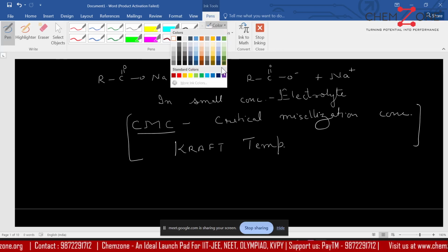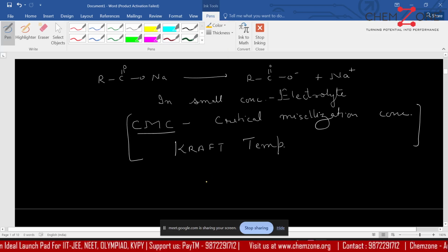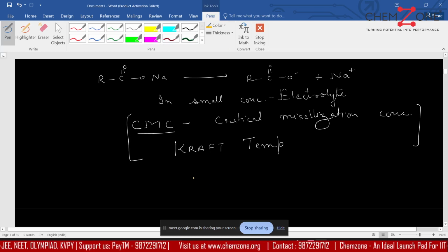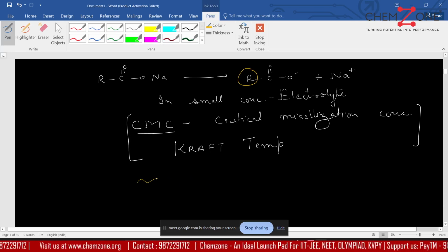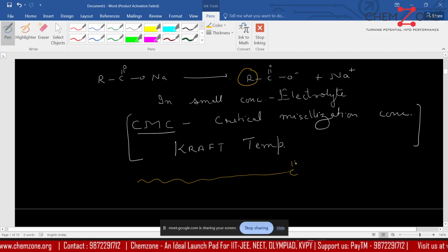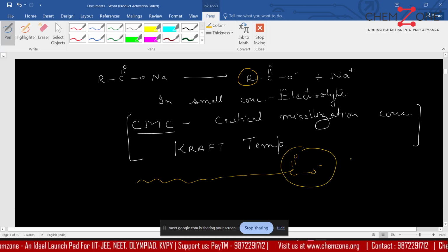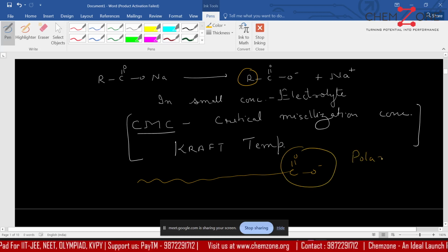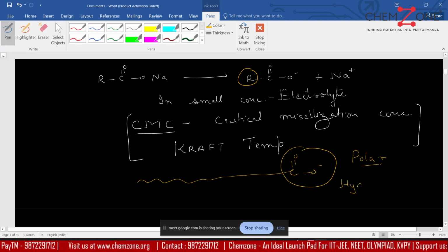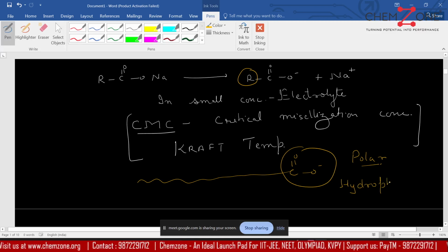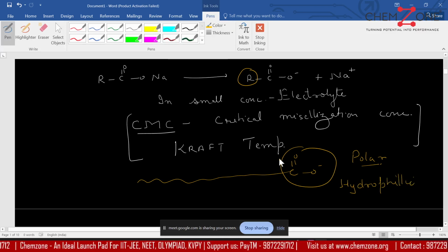Now, what is a micelle? How exactly the froth formation takes place, and how it cleans the cloth? The whole mechanism I will not discuss now. This R is a long chain of carbon atoms. At the end, we have this COO negative ion. This part is the polar part, with negative charge. This is attracted towards water, so we call it the hydrophilic part. Hydrophilic means attracted towards water.